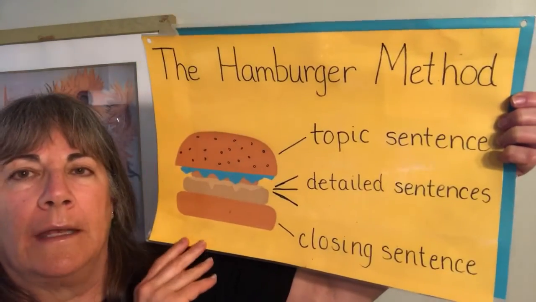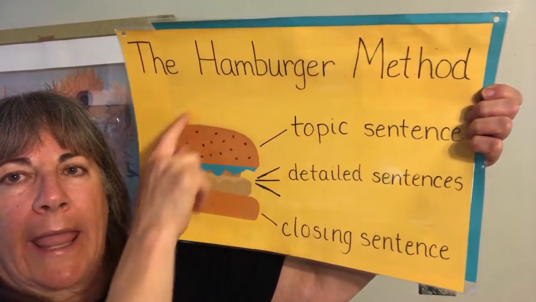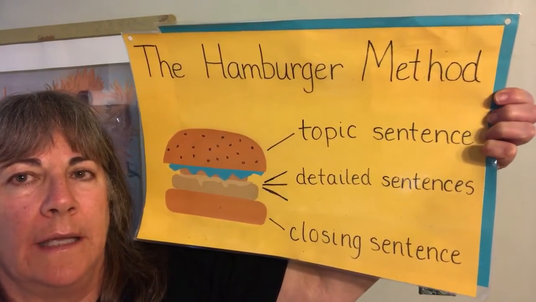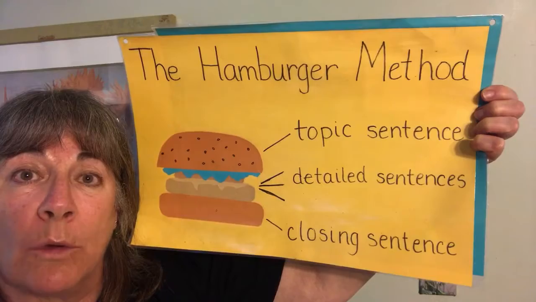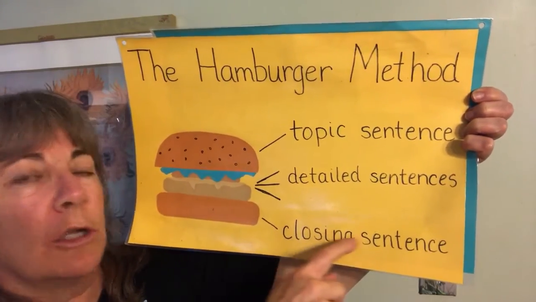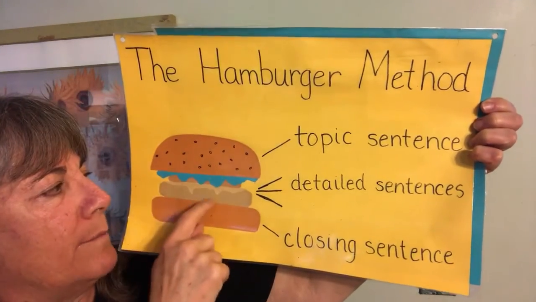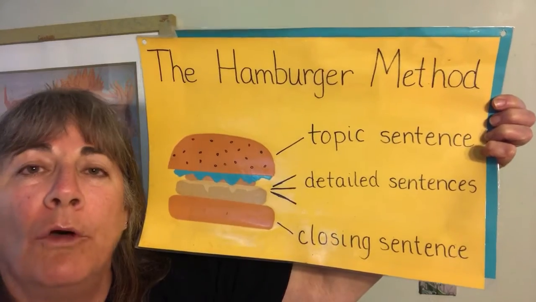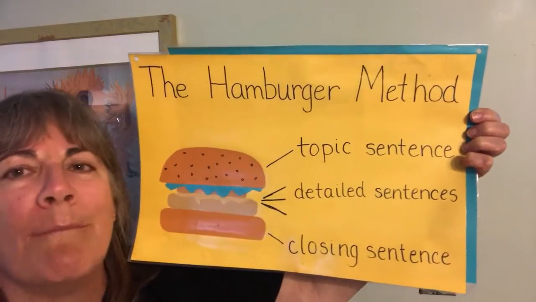So for this one, I just want to give you a quick reminder of the Hamburger Method of creating a paragraph. Remember, all paragraphs are based on a hamburger. We all know what a hamburger is, and the top bun represents the topic sentence, or what your paragraph is going to be about. The bottom bun is your closing sentence that wraps up your idea, and everything in between, the meat, the lettuce, the pickles, the condiments, those are all the details that support what your topic is. It's called the Hamburger Method. This is a great method that's used for all ages.